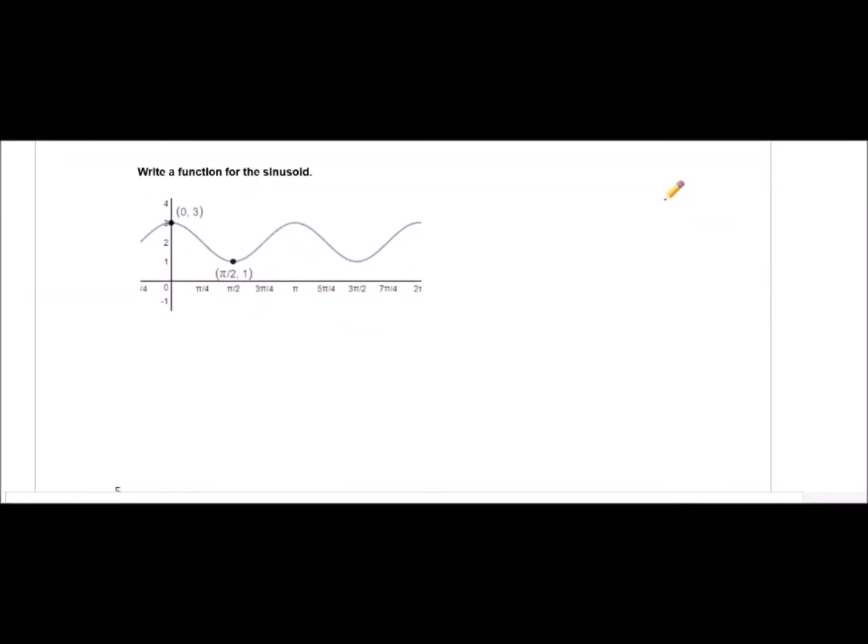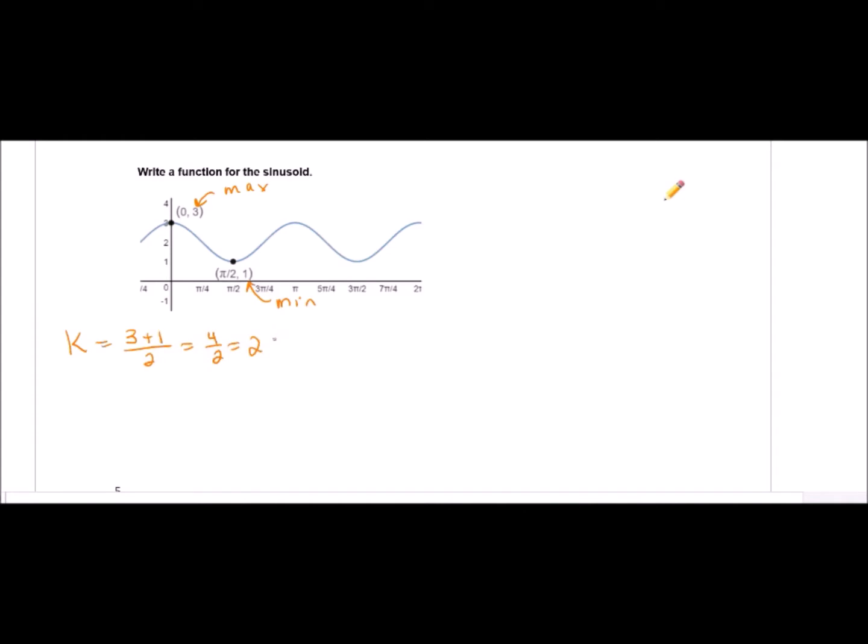All right, next one. Now I look at this and I can see right away that there's been a shift up, right? It's not on the x-axis. So let's start with that midline. Here's your max y. Here's your min y. So it's going to be 3 plus 1 over 2.